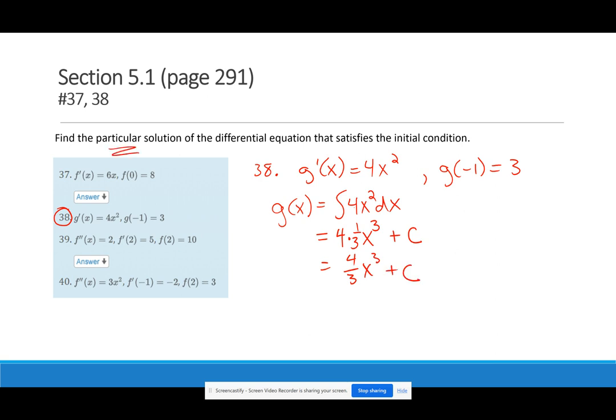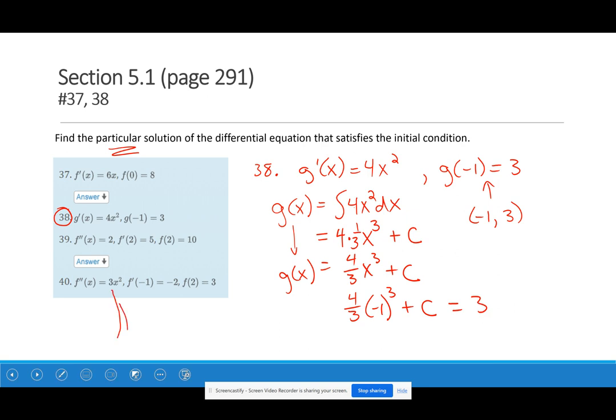My job is to get the particular solution for this differential equation. So I'm going to use this information right here. This information is saying when x is -1, the y-coordinate is 3, and it refers to the g function. So I now have, this is the g function now. I'm going to plug in the -1 for the x. Make sure you think of it in parentheses like that, plus some constant will have to turn out to be 3. So let's see what that winds up being.